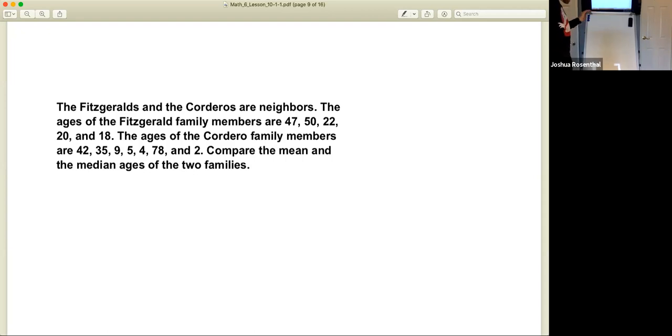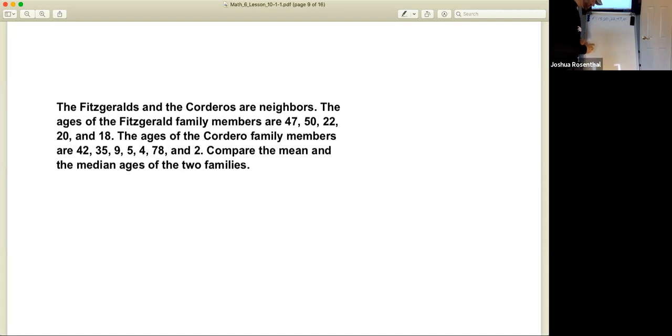This problem, let's get into it. It's time to get started. So you can make my screen bigger if you'd like to see me doing it. You can keep it on the other screen, it's your choice. I'm gonna put F for Fitzgerald's, and I'll do it horizontally, left to right. And I'm gonna order them least to greatest. So I have 18, 20, this is the Fitzgerald family, 22, 47, and 50.